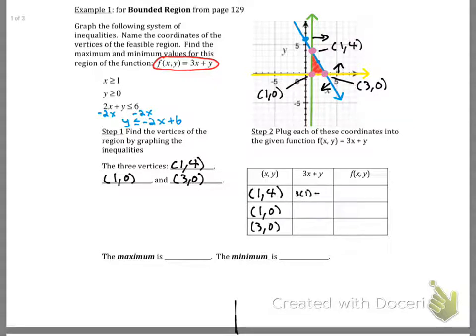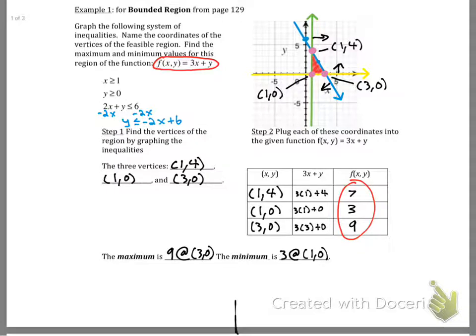So if I plug that first vertex in, I would get 7. When I plug in the second vertex, 1, 0, that gives me 3. And when I plug in my third vertex in, I will get 9. So when I plug them in, I get 7, 3, and 9. Well, my maximum value is the biggest number, 9, at the point 3, 0. And my smallest number, the minimum, is 3 at the point 1, 0.